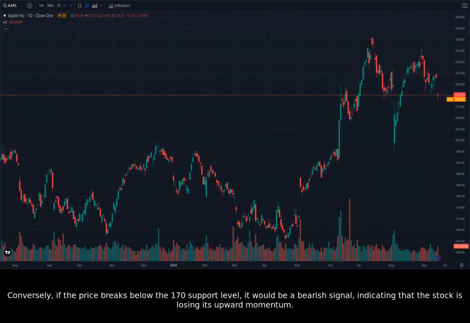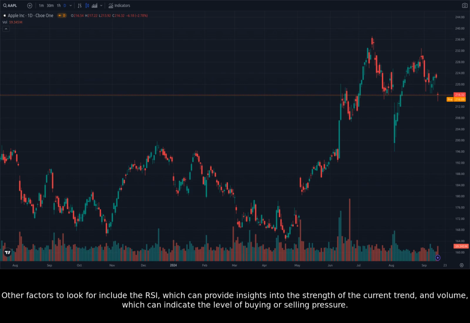Conversely, if the price breaks below the 170 support level, it would be a bearish signal, indicating that the stock is losing its upward momentum. Other factors to look for include the RSI, which can provide insights into the strength of the current trend, and volume, which can indicate the level of buying or selling pressure.